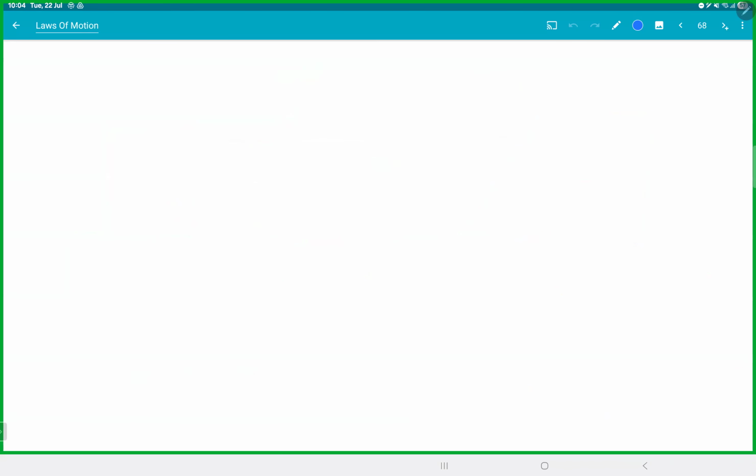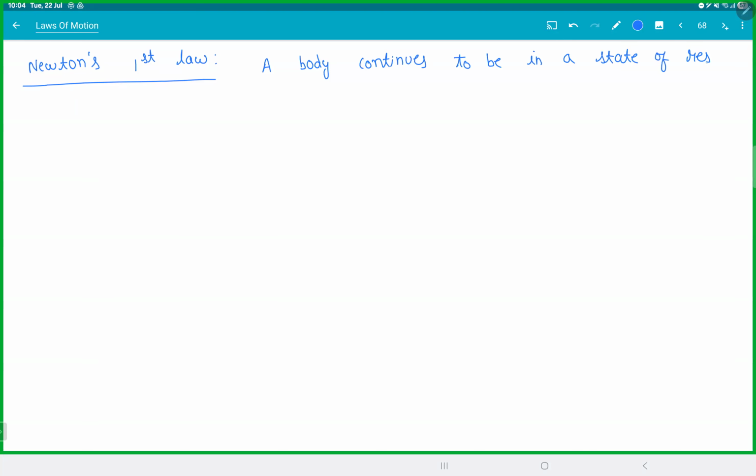So next thing, laws of motion. So we got a bit of a theory. So Newton's first law. So what is Newton's first law? So it says a body continues to be in a state of rest or uniform motion until and unless a force is acted upon it.